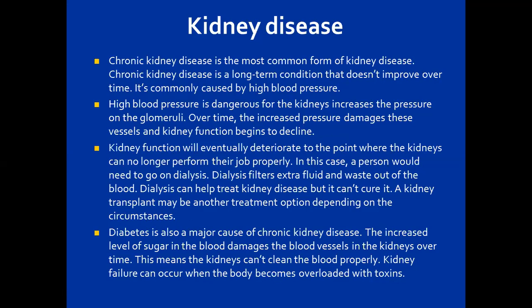Now, there are a number of different ways in which dialysis is done, and we're not going to focus on those. We're simply going to talk about simple dialysis using a dialysis machine that filters the blood. So what dialysis is able to do is to filter the extra fluid in the body and the waste out of the blood. It can help to treat the kidney disease. It can't cure it. It really just functions as an external kidney.